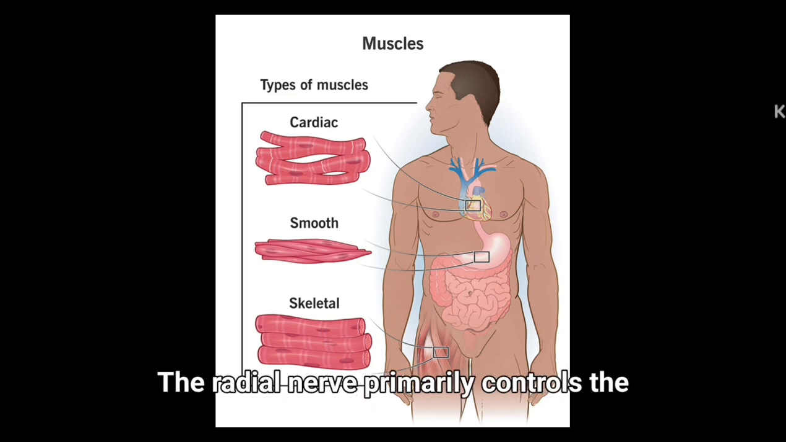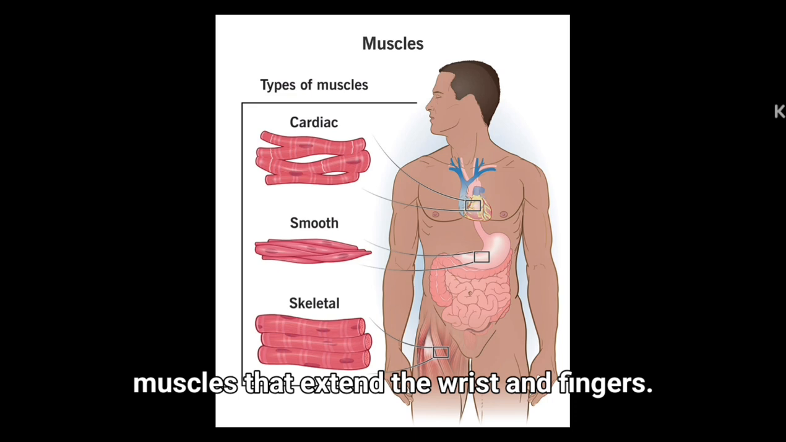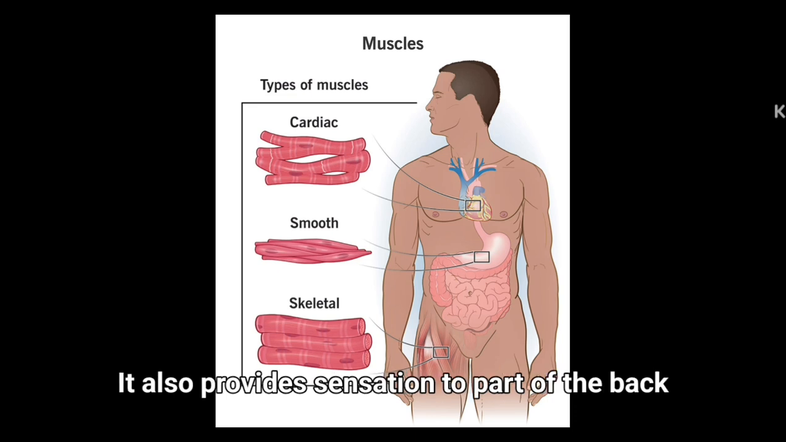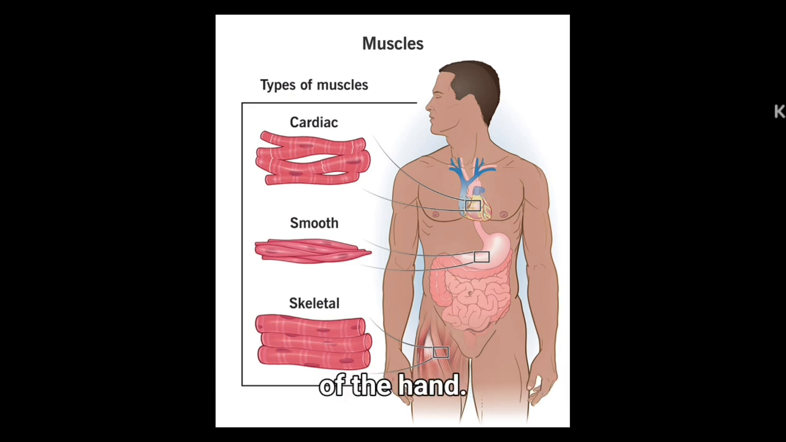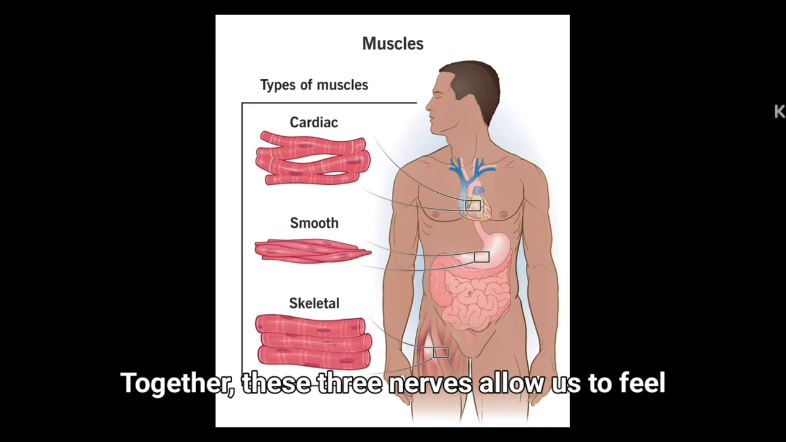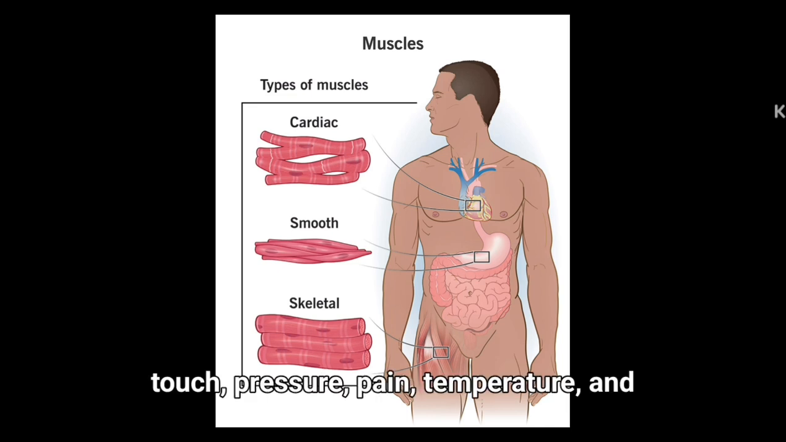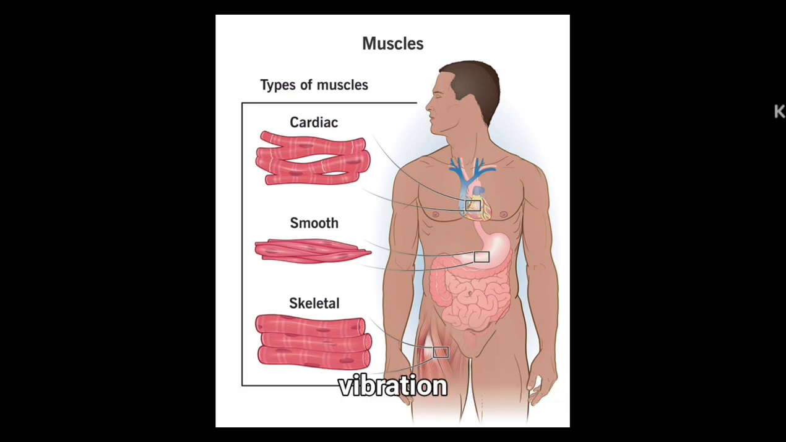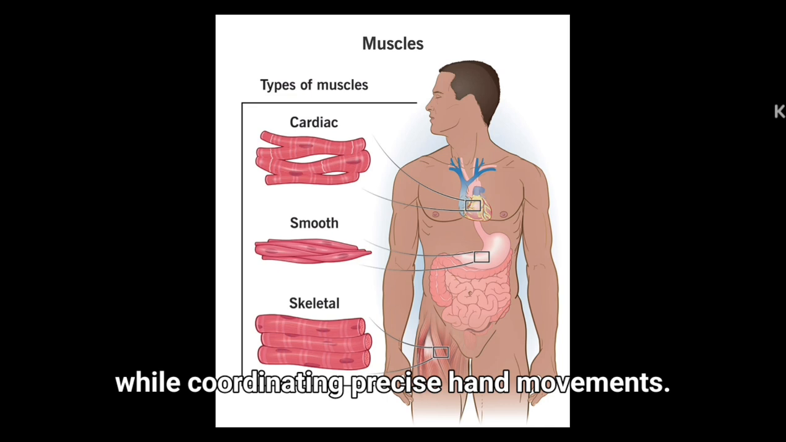The radial nerve primarily controls the muscles that extend the wrist and fingers. It also provides sensation to part of the back of the hand. Together, these three nerves allow us to feel touch, pressure, pain, temperature, and vibration while coordinating precise hand movements.